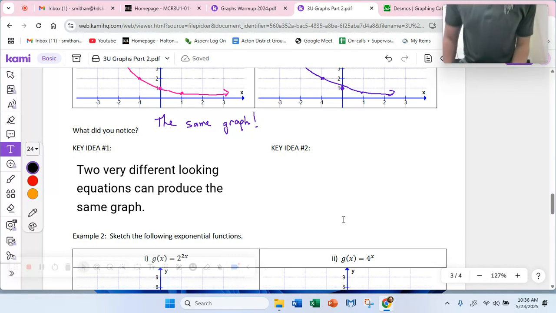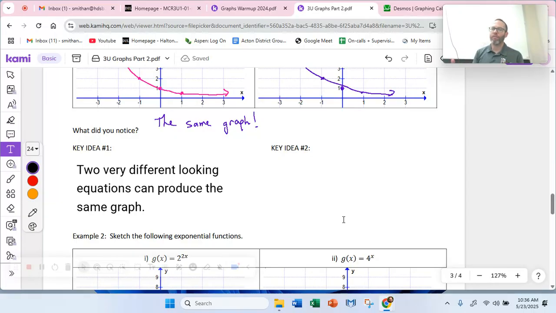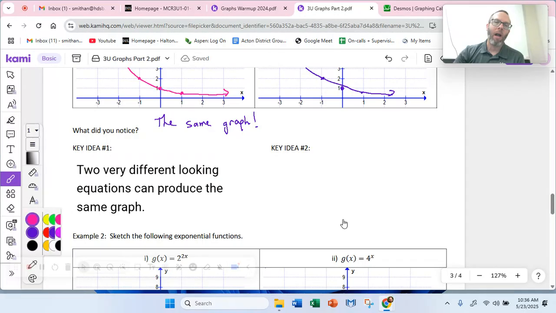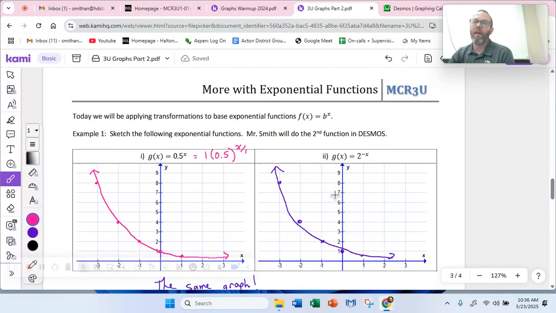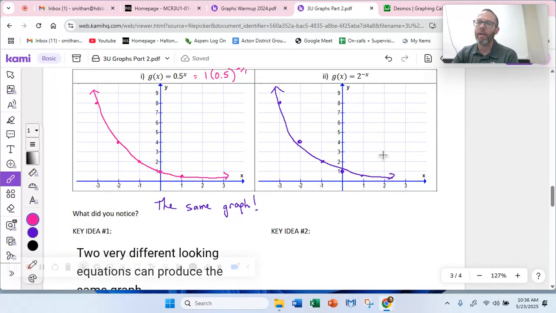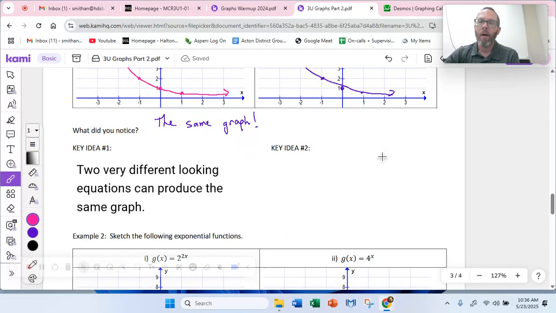Key idea number 2: I'm going to show you why these two graphs produce the same result. So this is my requirement for you 3U people. For you 3U people, I'm going to require you to actually prove why these two different equations give the same graph using the exponent rules you already know. So what would that look like here? I'm going to take my second function, 2 to the power of negative x, and show this is equivalent to 0.5 to the power of x.